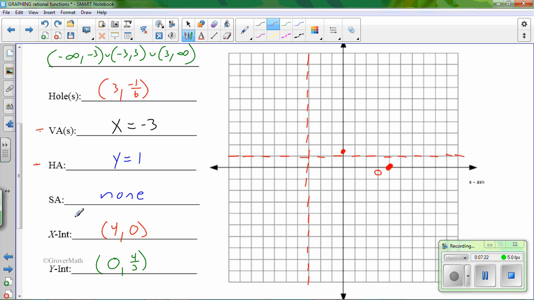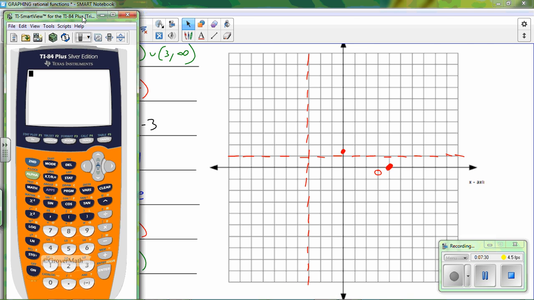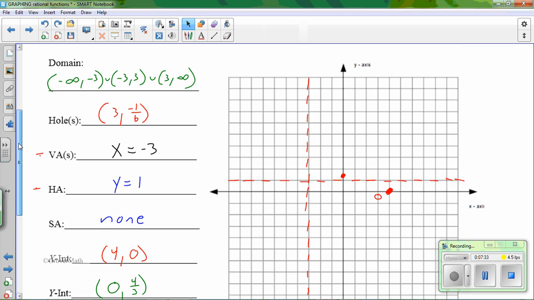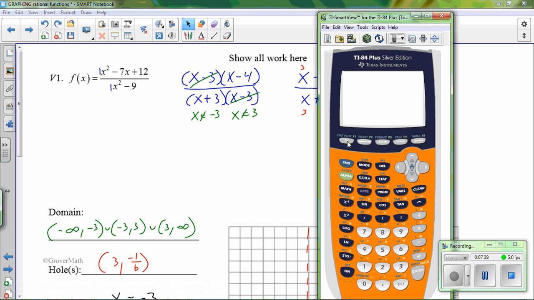All right, next, I really want to do pretty much the work from here in my calculator. So let's pull up our calculator, and let me just move this over. You're going to type in your original equation. So we'll go to y equals, parentheses, x squared minus 7x plus 12, close parentheses, divided by, open parentheses, x squared minus 9, close parentheses. And let's take a look at what it looks like.